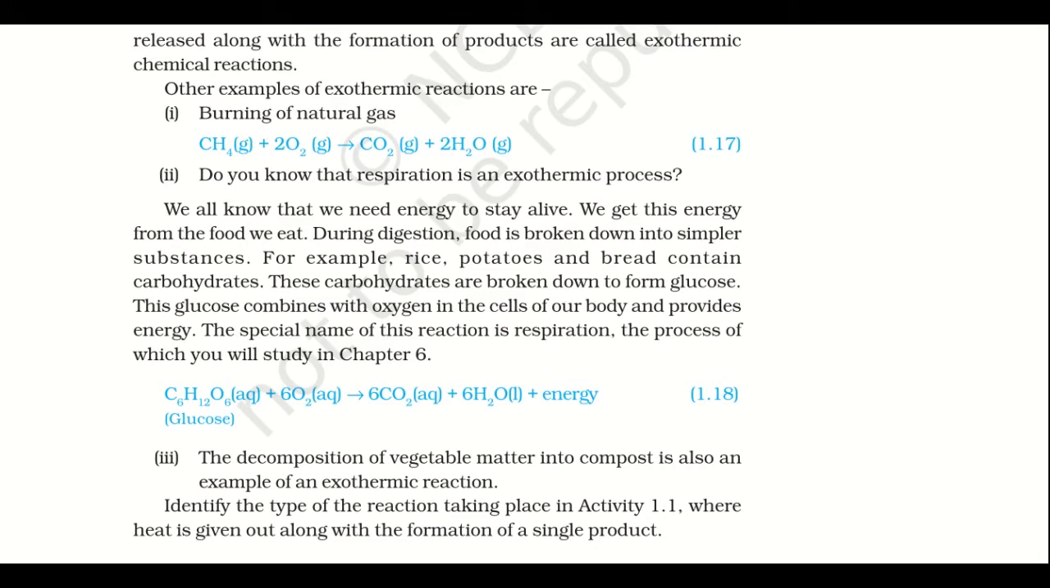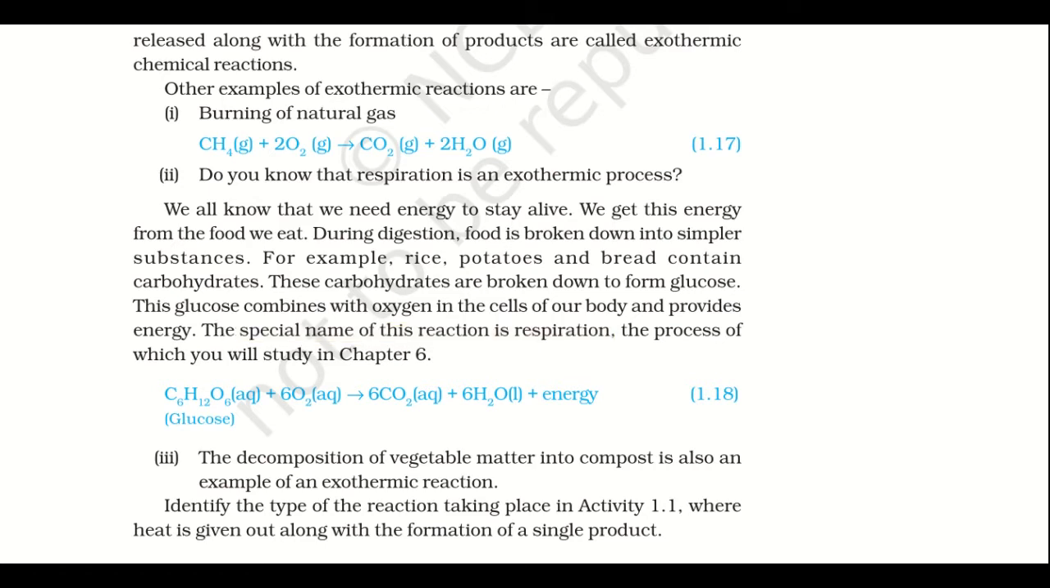We all know that we need energy to stay alive. We get this energy from the food we eat. During digestion, food is broken down into simpler substances. For example, rice, potato, and bread contain carbohydrates. These carbohydrates are broken down to form glucose. This glucose combines with oxygen in the cells of our body and provides energy. The special name of this reaction is respiration.